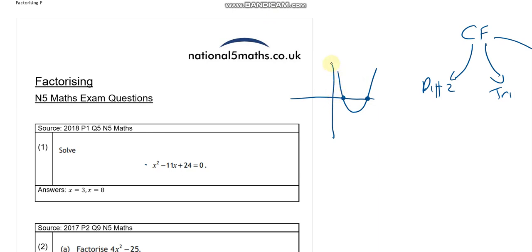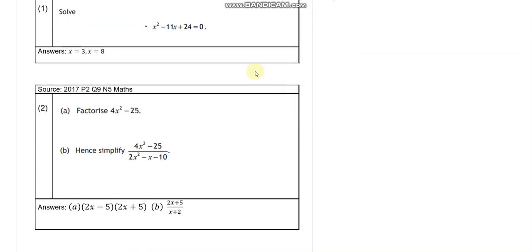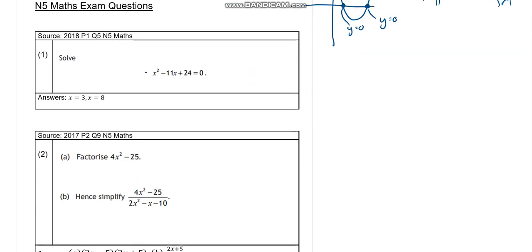Y here is say 5, 4, 3, 2, 1, 0. When x is equal to 0, the function crosses the y-axis. There's when x is equal to 0, and this is when y is equal to 0. So that's what we're doing with factorizing. We're finding the roots of our equation. And it's a very simple process. All we're looking to do is rewrite it with two brackets.